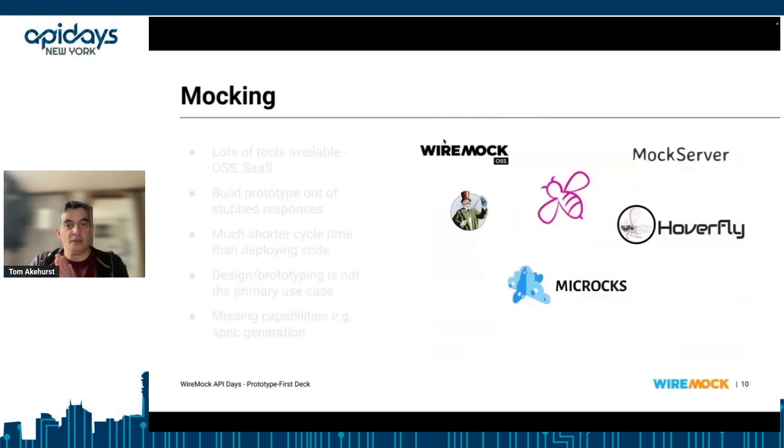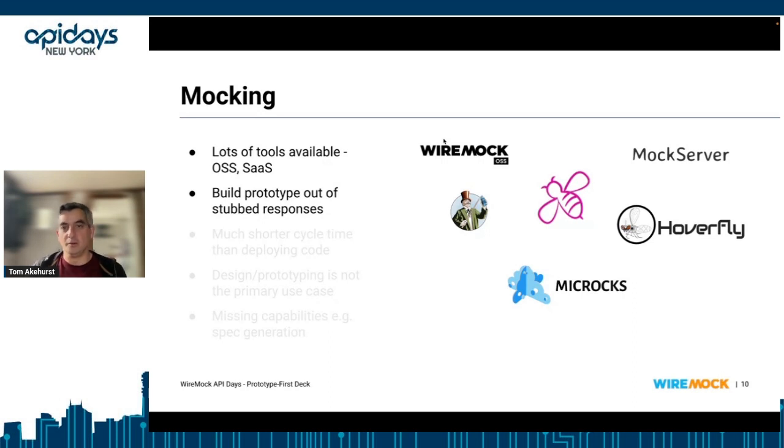So next up is mocking. WireMock, my company's product, is based on WireMock open source, which is one of a whole host of API mocking tools. There are open source ones, there are commercial ones, SaaS and on-premise flavors. Lots of these out there, and all of them will allow you to build a prototype through stub responses, or whatever their languages are to describe request-response pairs. And this is good because you can do it far more quickly than you typically can with a code, deploy, test kind of lifecycle like I described in the previous slide.